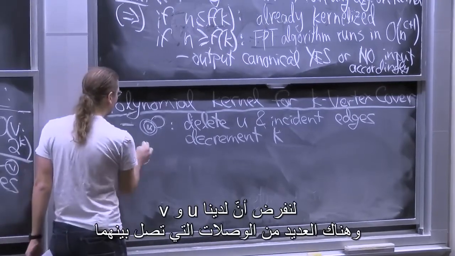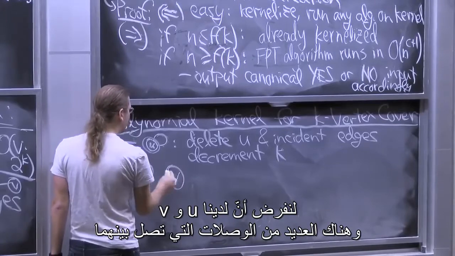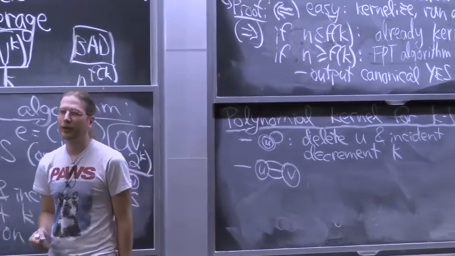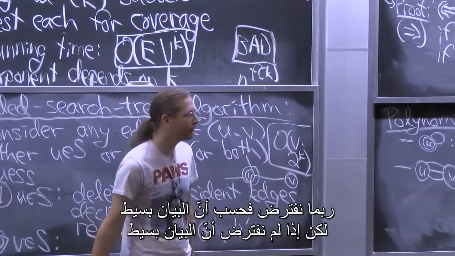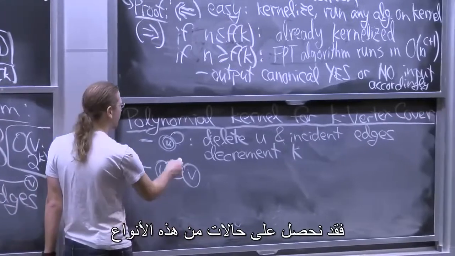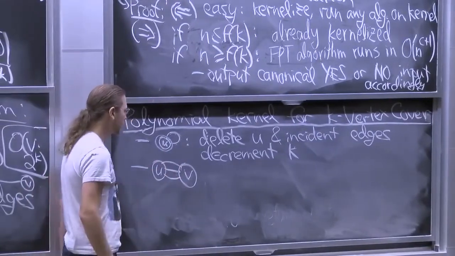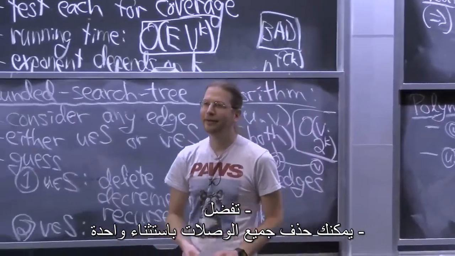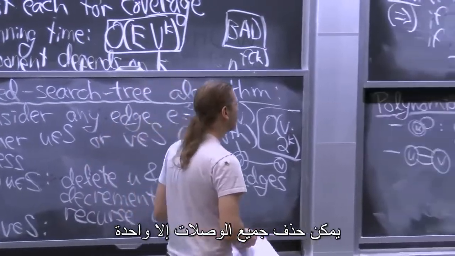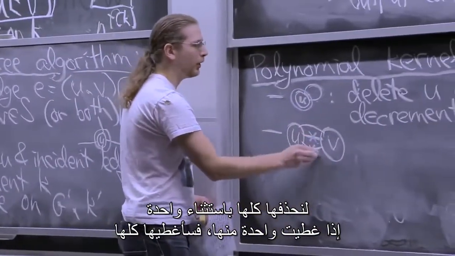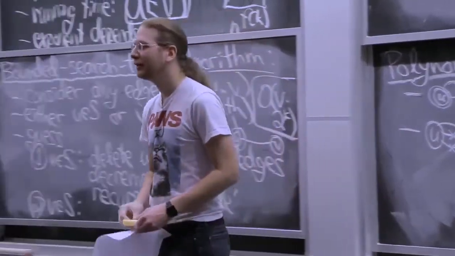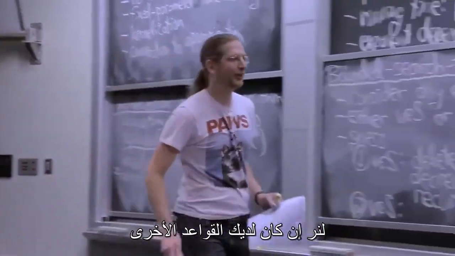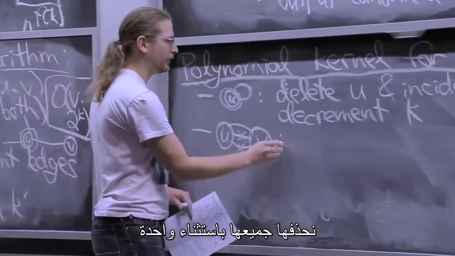All right, here's another case. Suppose I have u and v, and there are many edges connecting them. This is called a multi-edge. So maybe you just assume your graph is simple. But if you don't assume your graph is simple, we might have these kinds of situations. What can I do in this case? What can I guarantee? You can remove all but one of the edges. Let's just delete all but one. If I cover one of them, I cover them all. Easy peasy. See if you can get the other rules. So delete all but one.